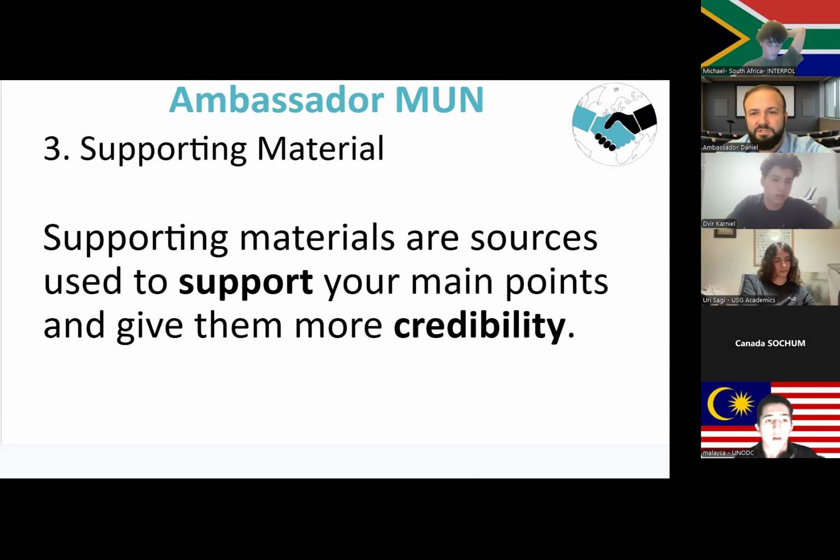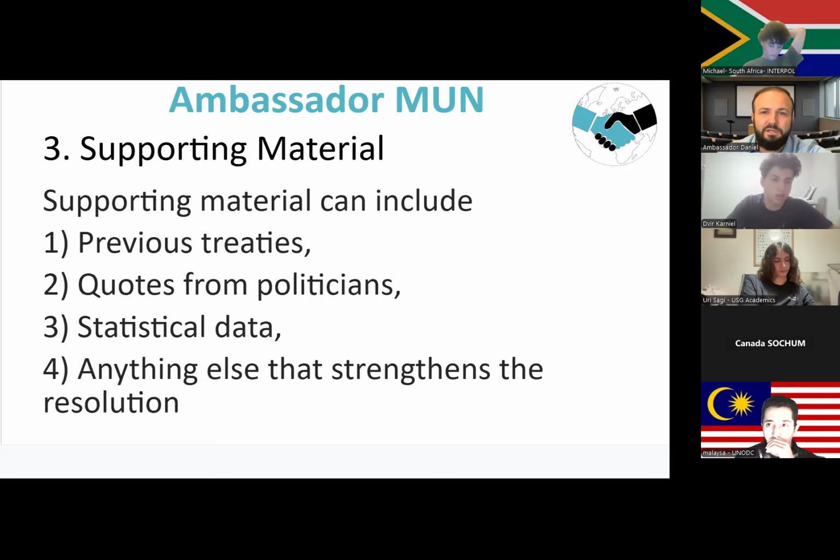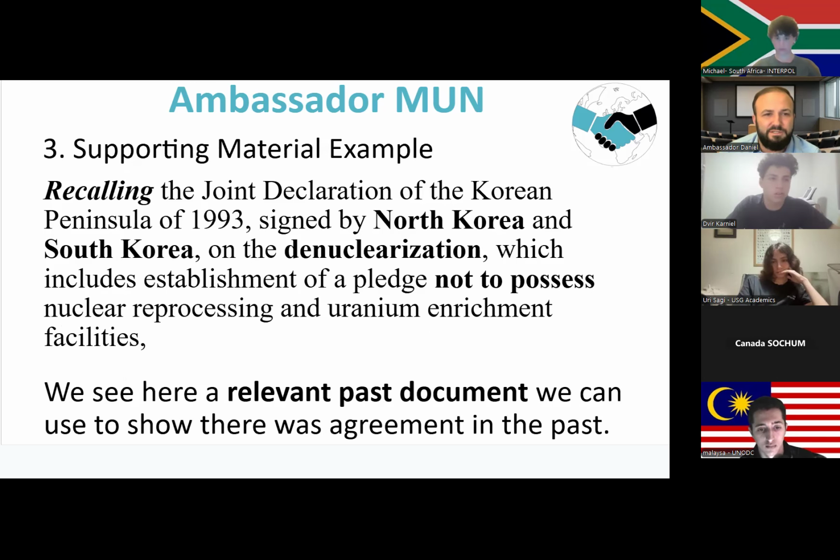Same thing goes for supporting material, which is materials used to support your main points and give them more credibility. There are types of supporting material which are, I'd say, most relevant: previous treaties, quotes from politicians, scientists, and figures of interest, and statistical data. Oh, sorry, the supporting material can be, and also it's therefore not just three types. Part 3, supporting material: treaties, quotes, statistical data, and anything else that strengthens your side of the resolution. To read this example, let's go with Interpol Israel. If you can please read this.